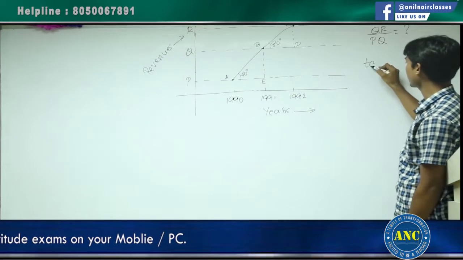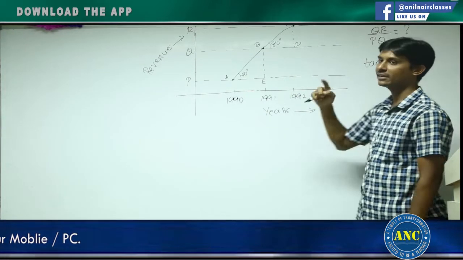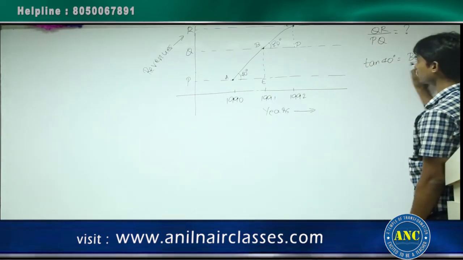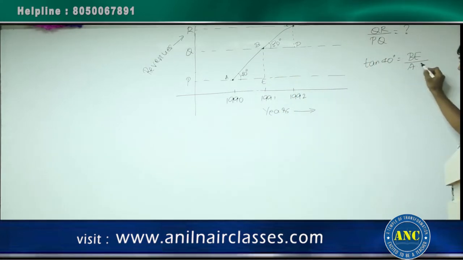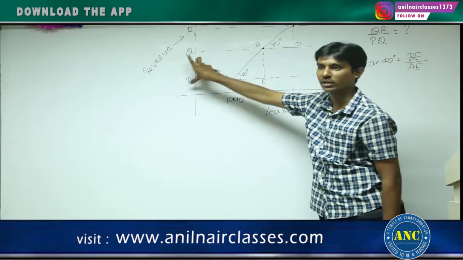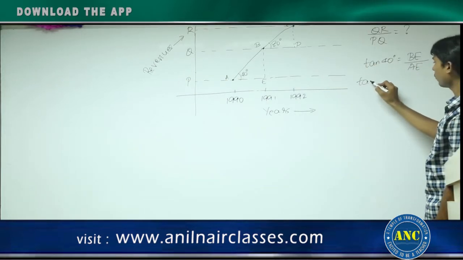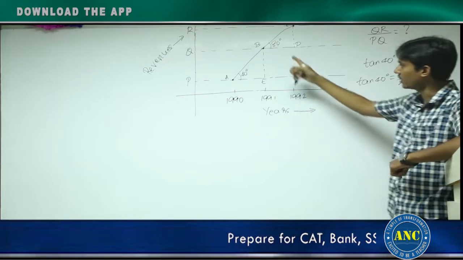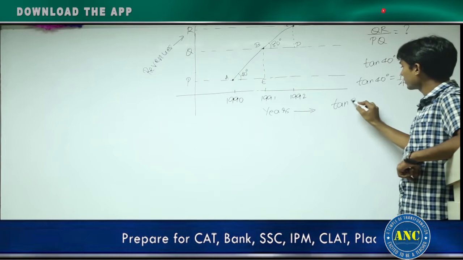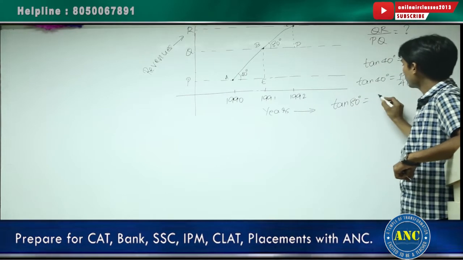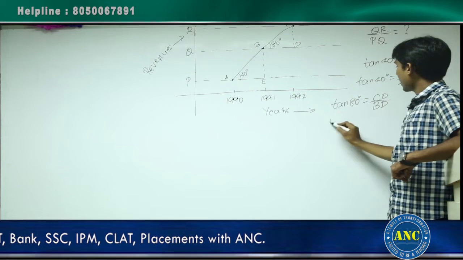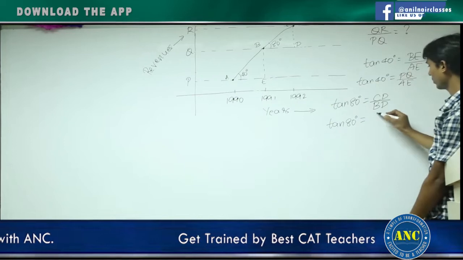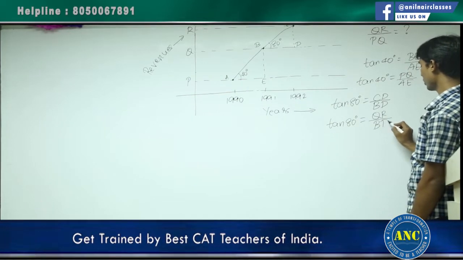If I take the tangent of the angle, tan 40 is opposite by adjacent. Opposite is BE, adjacent is AE. BE is equal to PQ. So tan 40 is PQ divided by AE. Similarly, tan 80 is opposite by adjacent. Opposite is CD, adjacent is BD. CD is equal to QR. BD I'll call BD itself.